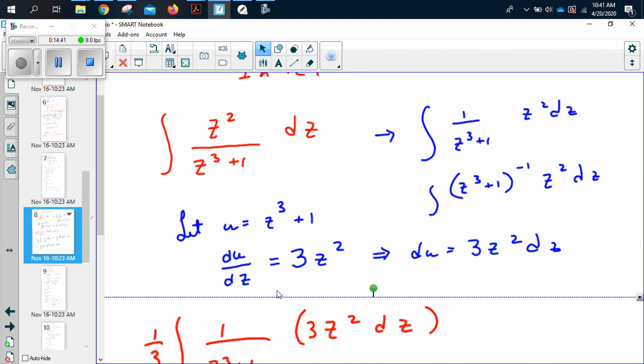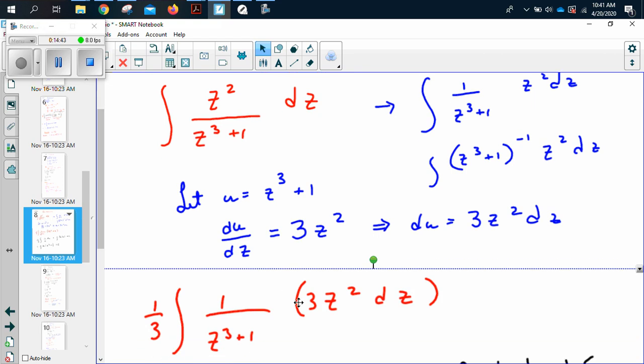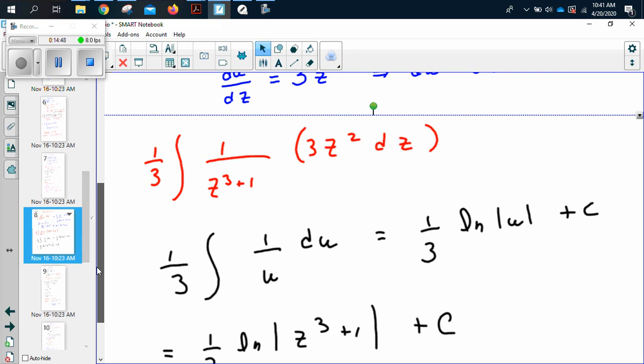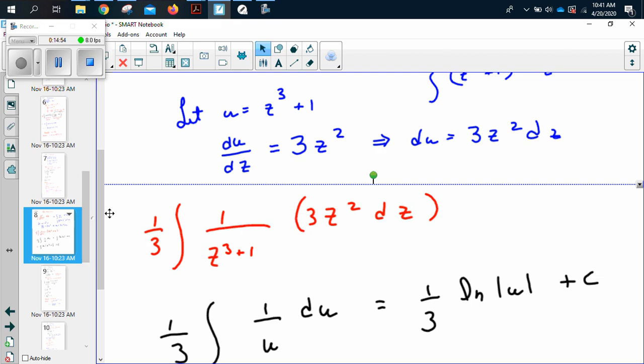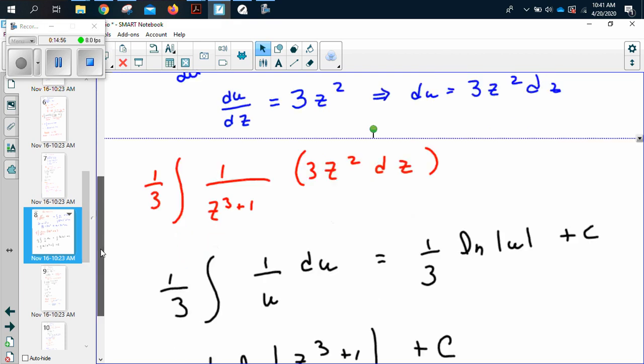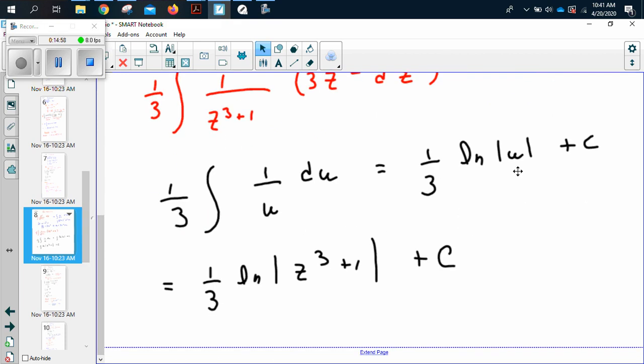Well, I've got a z squared, I just need to multiply by 3 and divide by 3, and then I can write everything in terms of u, and this is just du. It's the same thing. And the antiderivative of 1 over u is natural log of the absolute value of u. And I've got the 1/3, and I go plus c, and then I just reverse my substitution, and that's it.